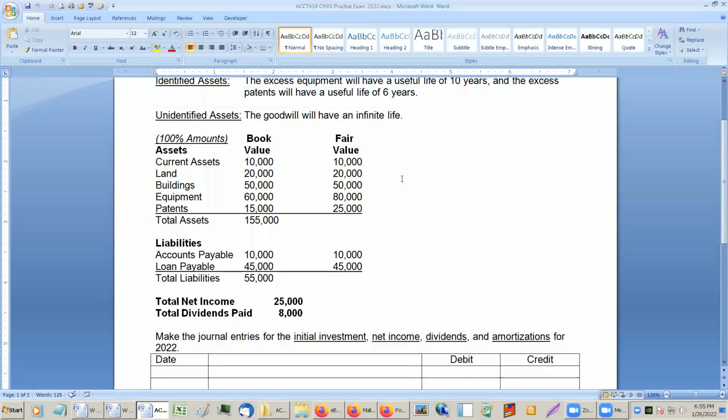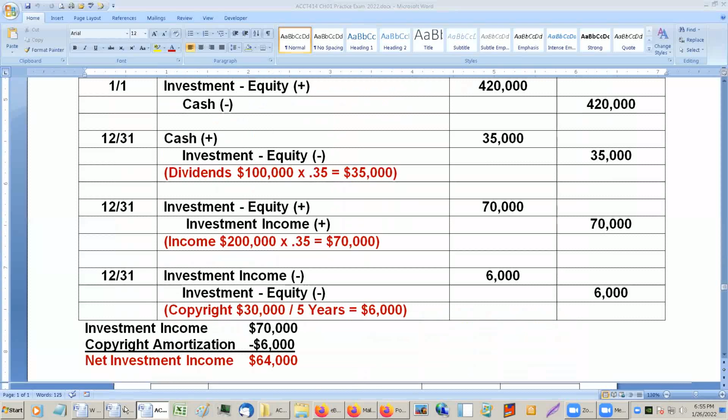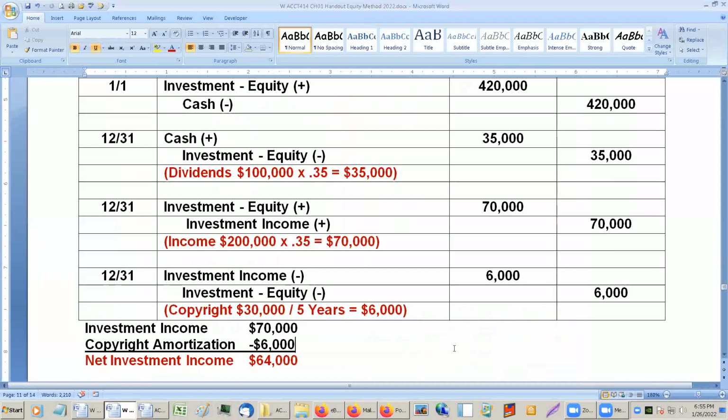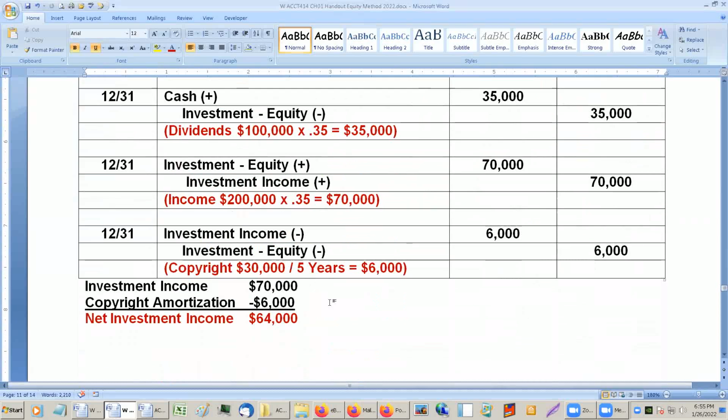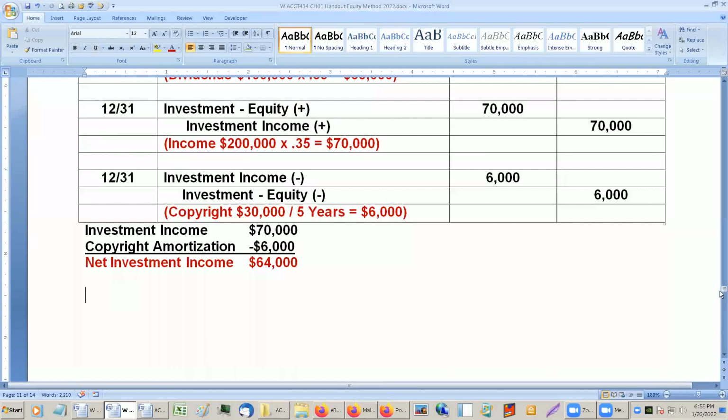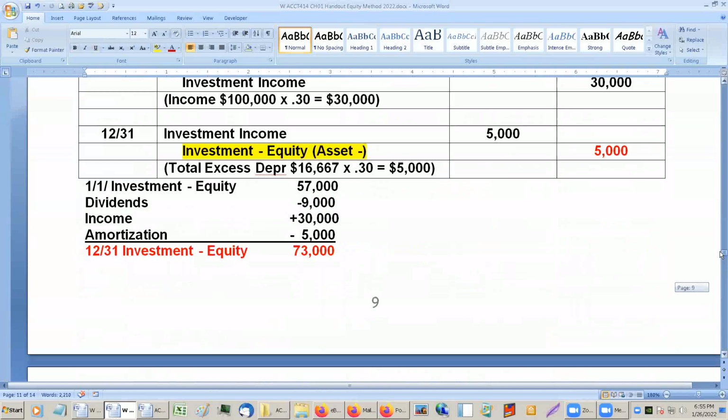Just a question for the one that we just did. Why didn't you include the 420? Oh, this is just the income. If we wanted to do the investment account, we would definitely put the 420. Oh, okay. Got it. Yeah, I'll put it up, though.